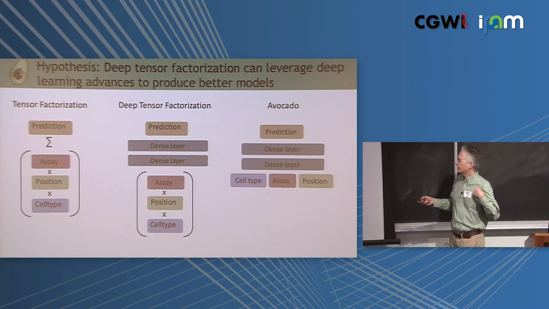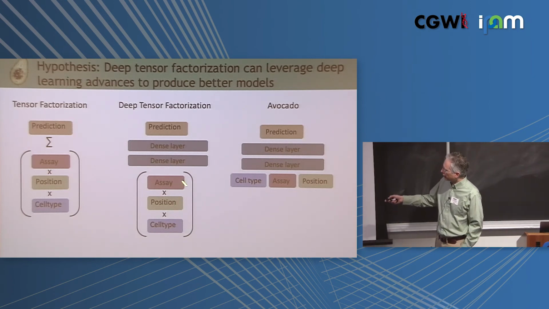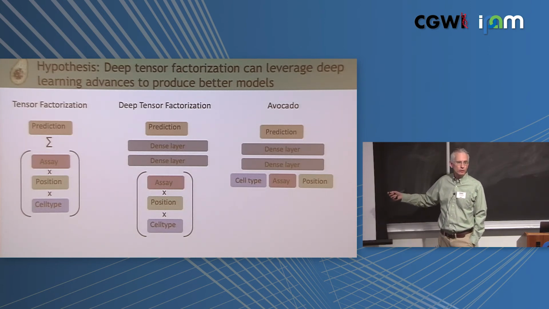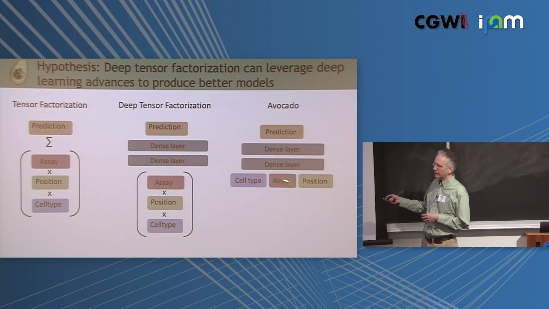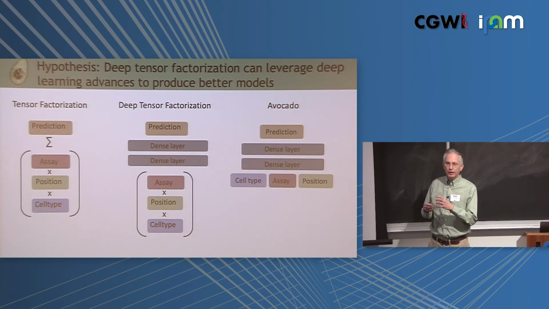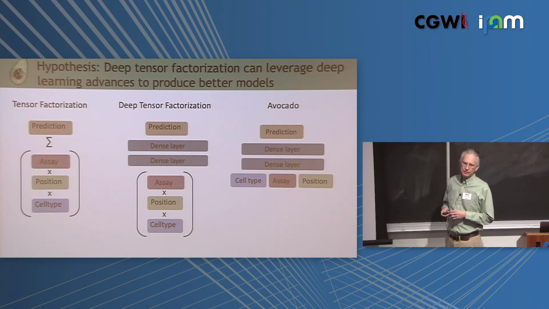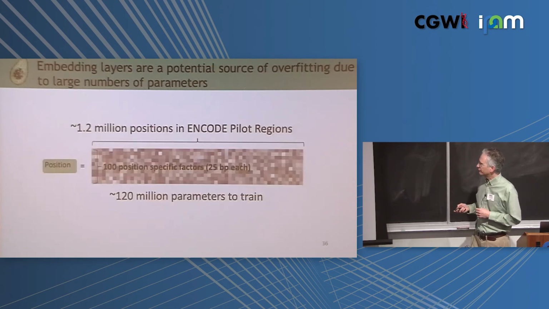Jacob thought, well, why do we have to actually do this element-wise combination? Why not stretch out these 3 factors side by side? Now there's no longer the requirement that they have the same dimensionality. You can have different values of L, an L sub C for cell type, an assay and position, and so on. And you still get the benefit of doing the dense layers. And so that's one difference.